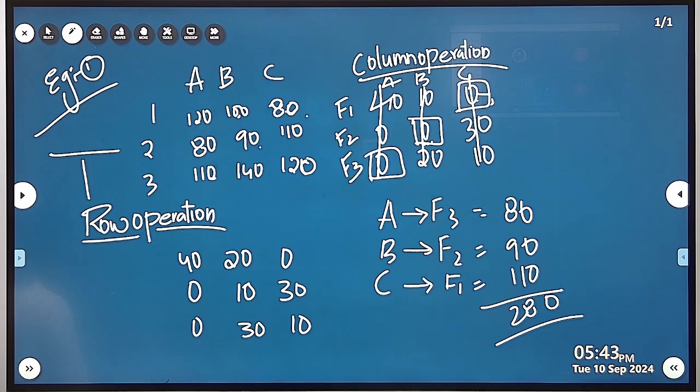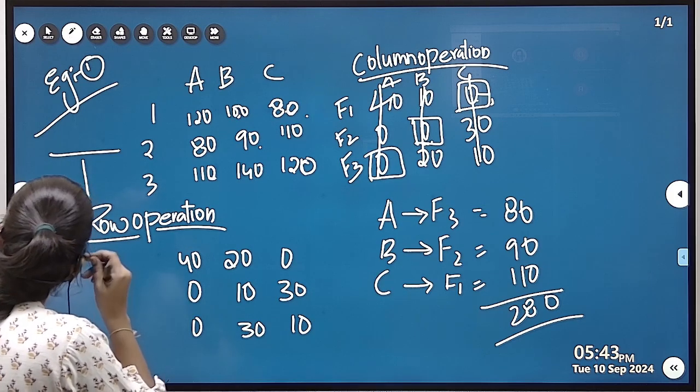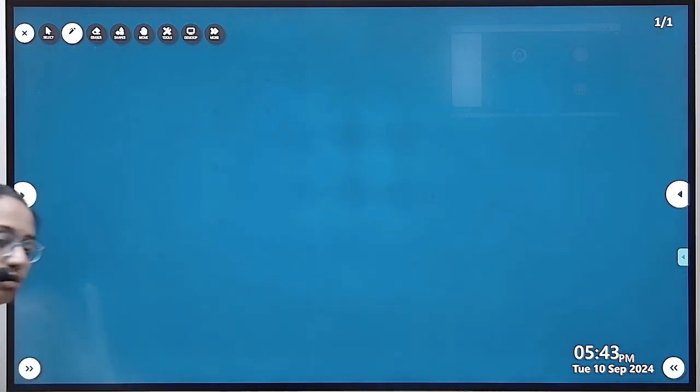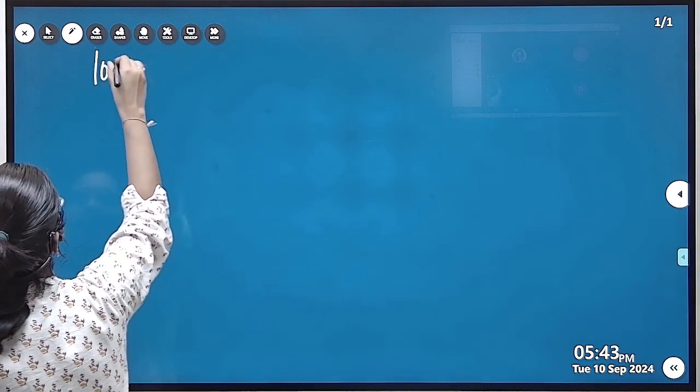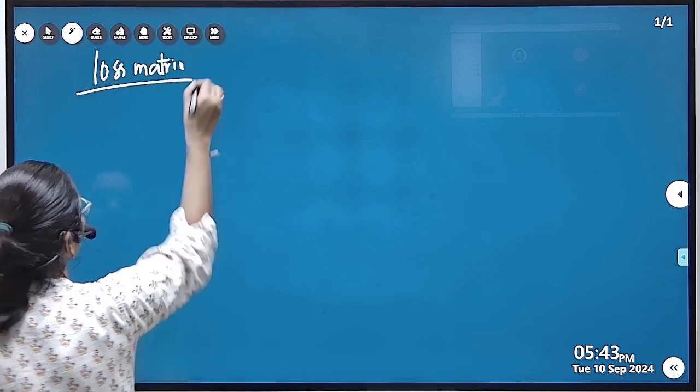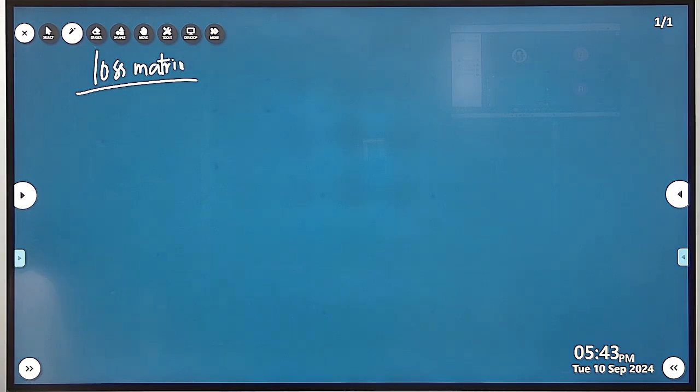So whenever we get maximization, what do we need to do? A loss making matrix, right? Whenever we get maximization in the question, we need to do the loss making matrix. So which one is the highest number? 60. So make that loss making matrix and tell me the values.